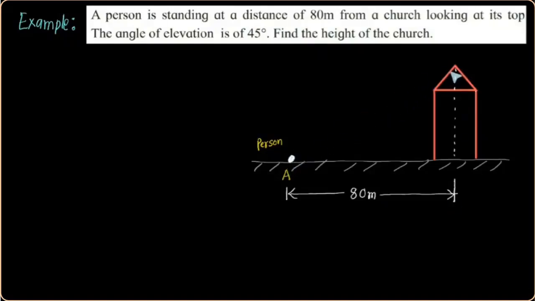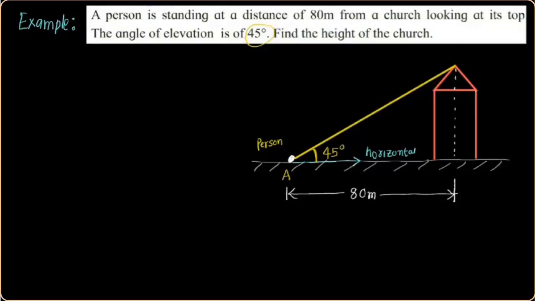The person is looking at its top, so we can say the line of sight will be something like this. He's looking at the top of the church, and for the angle of elevation, this is going to be the horizontal line, friends. So this line indicates the horizontal line. This angle is the angle of elevation, okay. They have given the angle of elevation as 45 degrees, so this angle is going to be 45 degrees. As we know the definition, the angle above the horizontal line is called the angle of elevation. So here we have the angle of elevation as 45 degrees. The person is standing at 80 meters, so this distance is 80 meters. Find the height of the church. So we need to find this height.